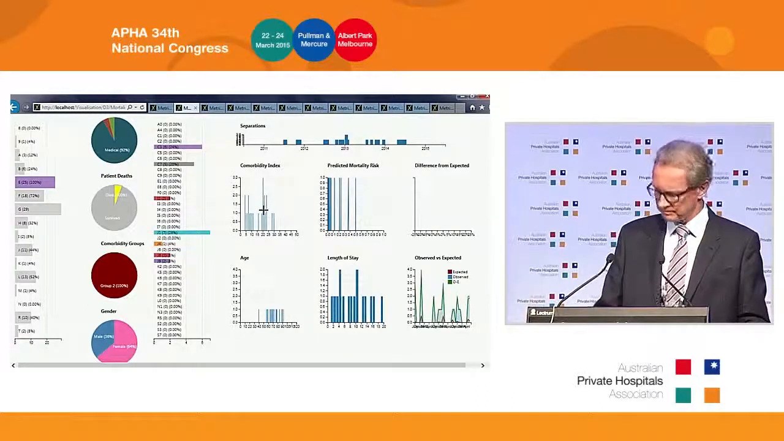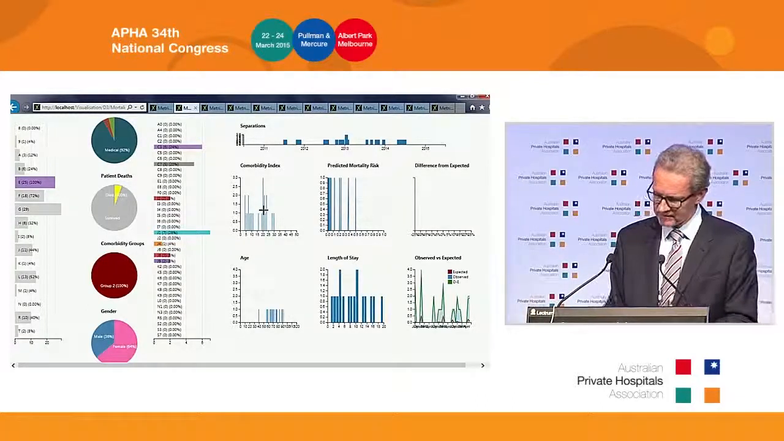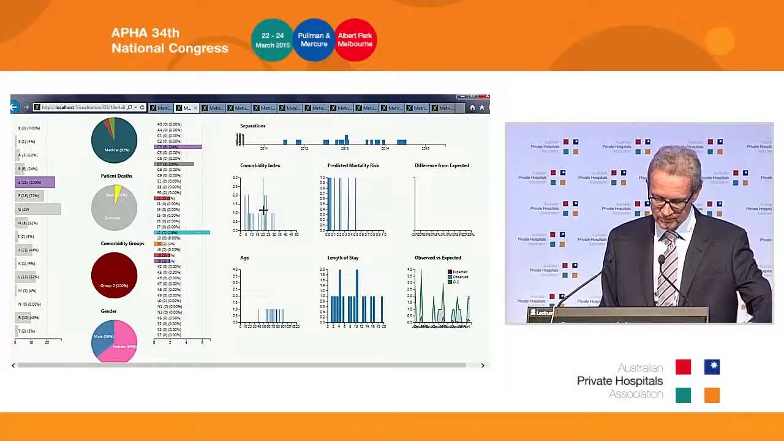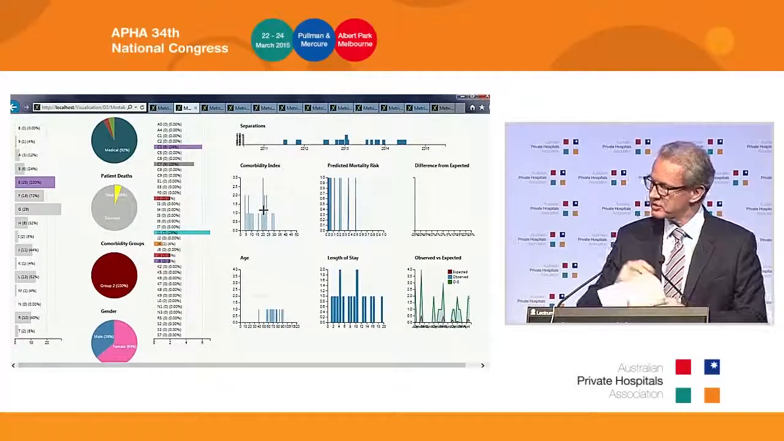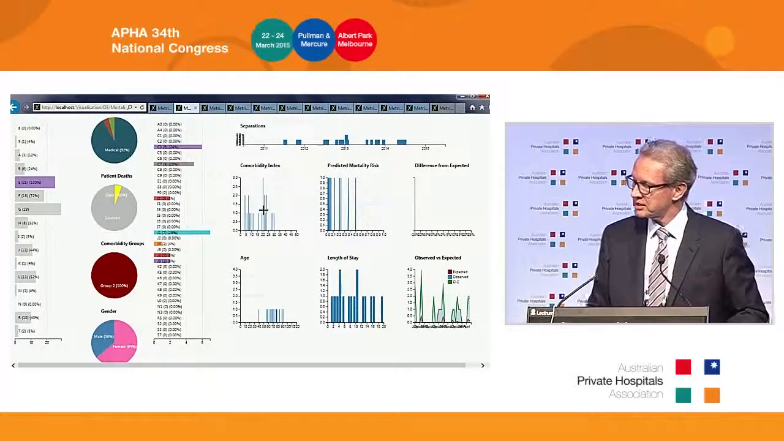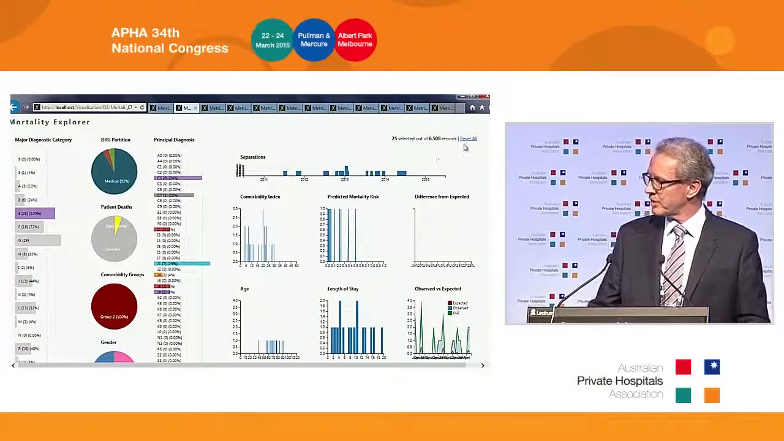What else could you do? What else could you do? Well, maybe what we could do is to say, well, what are the top 3 diagnoses that are driving this?